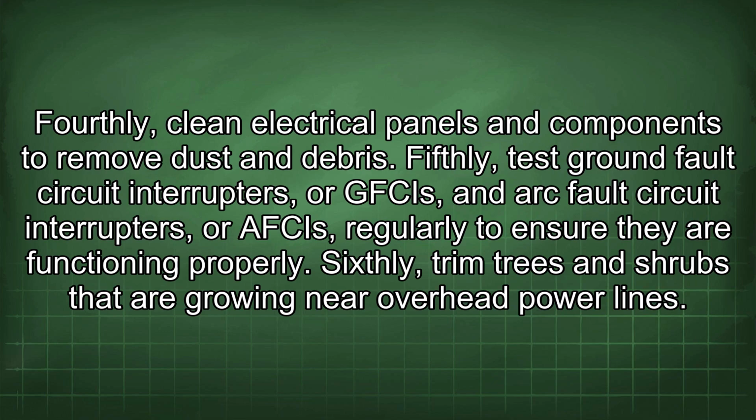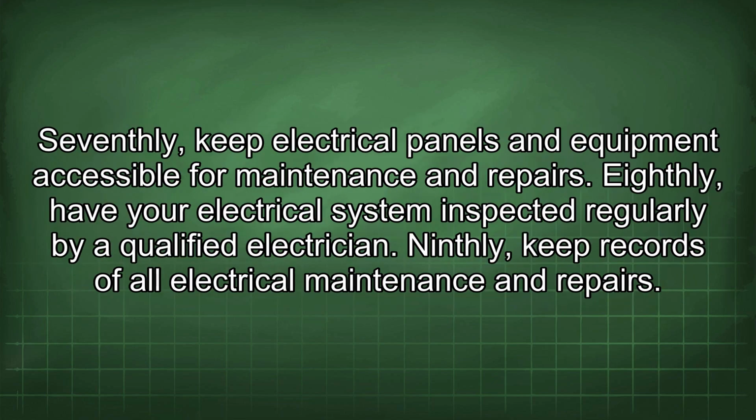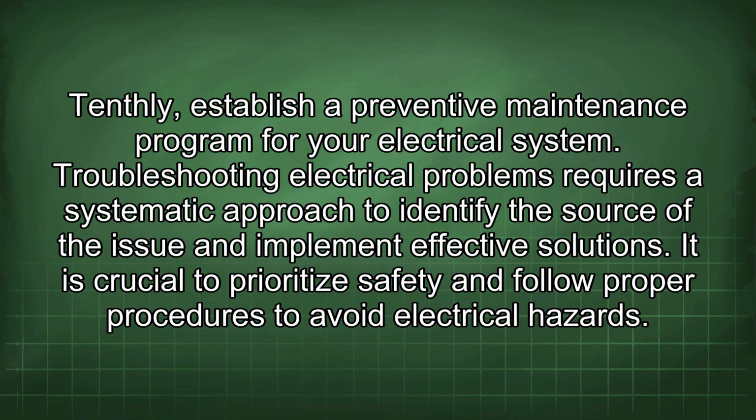Fifthly, test ground fault circuit interrupters, or GFCIs, and arc fault circuit interrupters, or AFCIs, regularly to ensure they are functioning properly. Sixthly, trim trees and shrubs that are growing near overhead power lines. Seventhly, keep electrical panels and equipment accessible for maintenance and repairs. Eighthly, have your electrical system inspected regularly by a qualified electrician. Ninthly, keep records of all electrical maintenance and repairs. Tenthly, establish a preventive maintenance program for your electrical system.